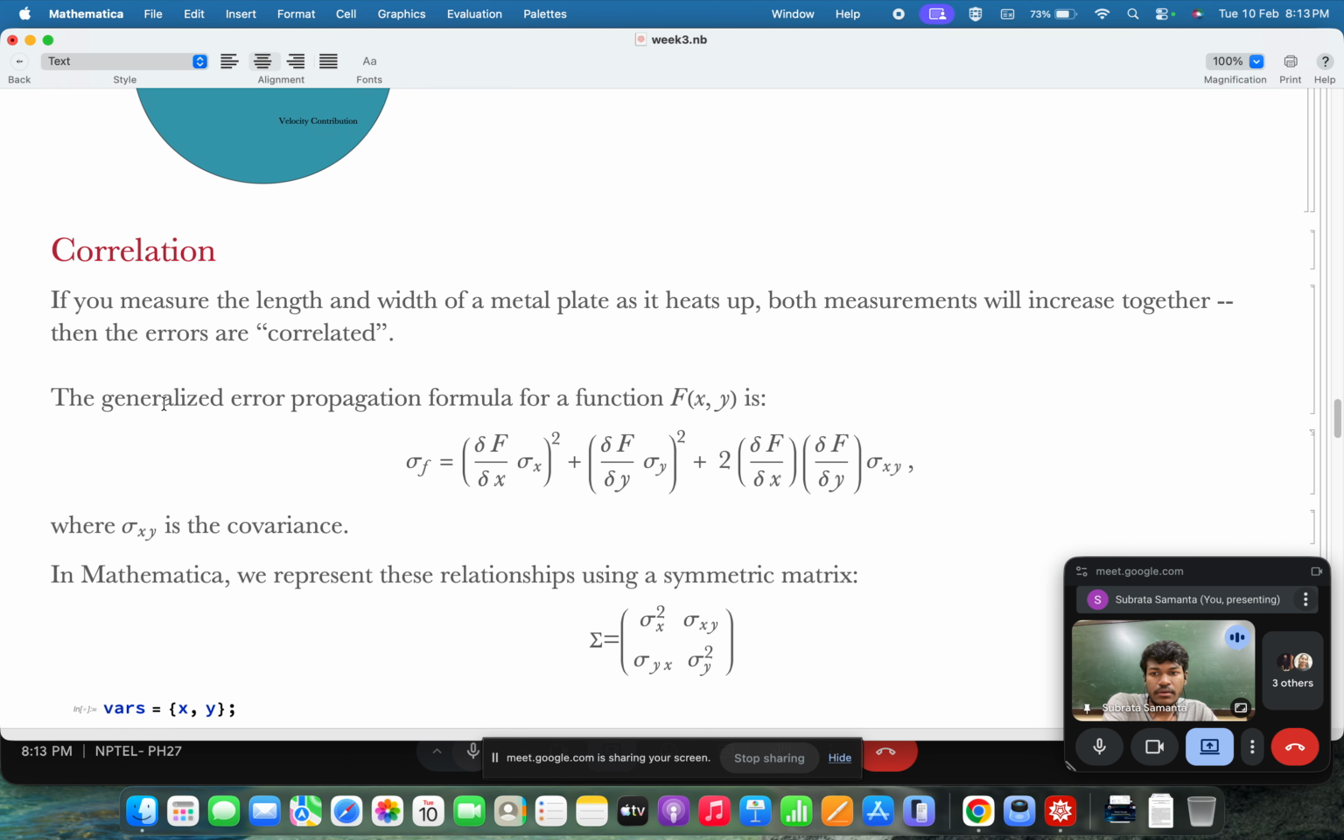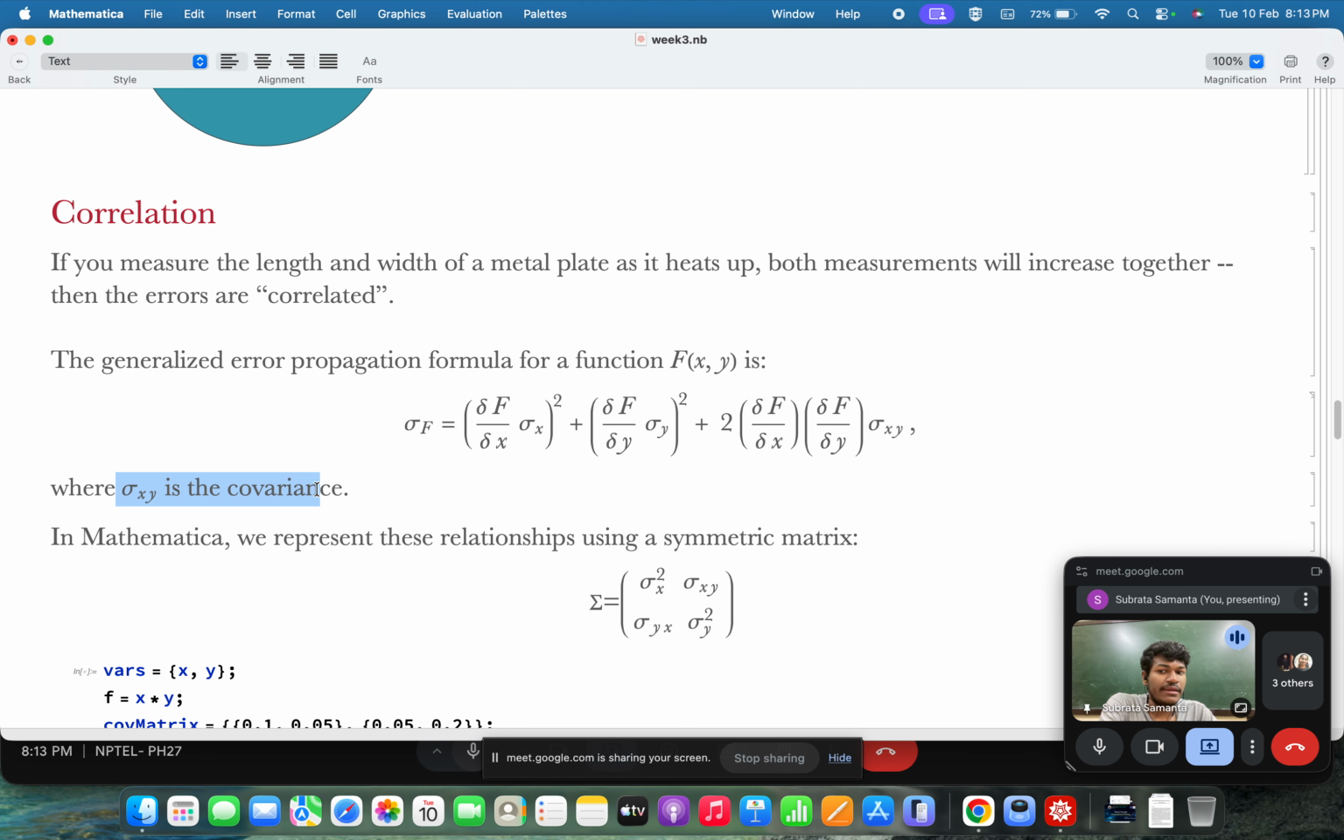In that case you can define the generalized error propagation, which is basically again sigma f. So I use capital F again. This is basically the partial derivative with respect to x times sigma x squared, and then with respect to y and sigma y squared, just like before. Now we have an extra term, which is 2 times del f del x and del f del y times sigma xy. So this is your correlation, sigma xy. Previously this term was 0, because there was no correlation error, but here there is a correlation error. This is basically your covariance, sigma xy.